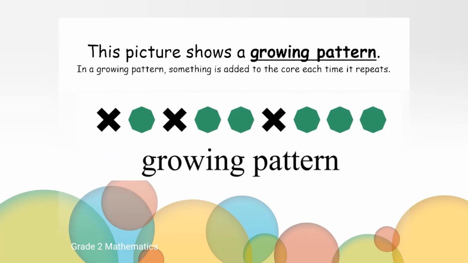This picture shows a growing pattern. In a growing pattern, something is added to the core each time it repeats. In this pattern, the core is one X and one green octagon. Each time, the X repeats and there is one more green octagon added.